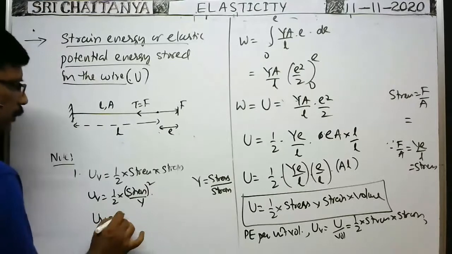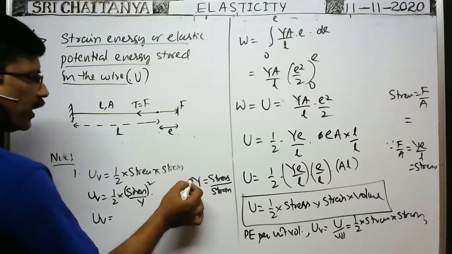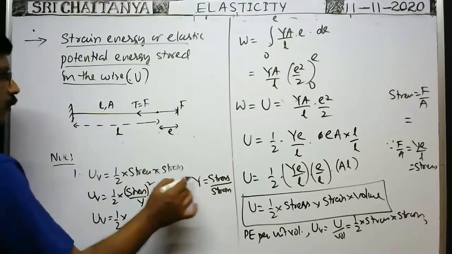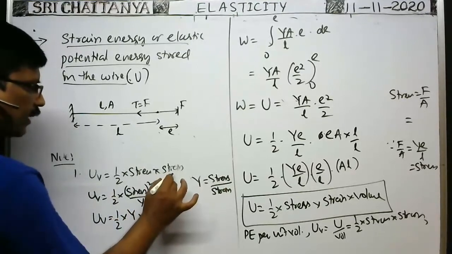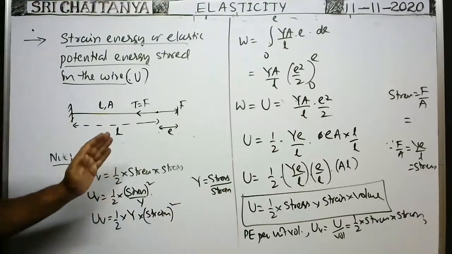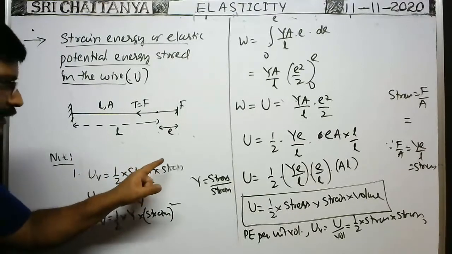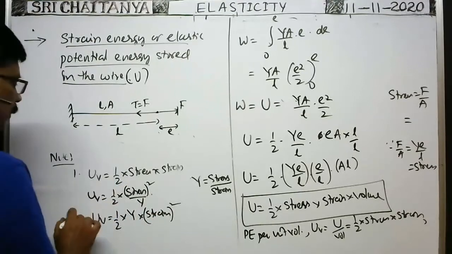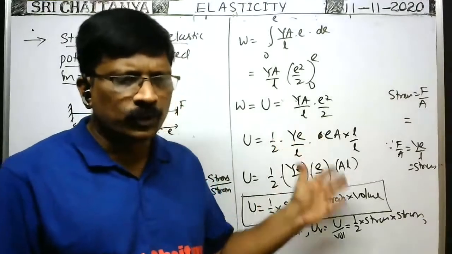Suppose you are given information regarding strain, but stress is not given. Then stress can be written as Y into strain. Therefore, potential energy stored per unit volume is equal to half, stress means Y into strain, into strain which is already there. That's why we write strain square. So if you are given information regarding stress only, then the potential energy stored per unit volume is half stress square by Y. If you are given information regarding strain only, then it is half Y into strain square. These are the formulas we can use. Based on this, we do the problems today.